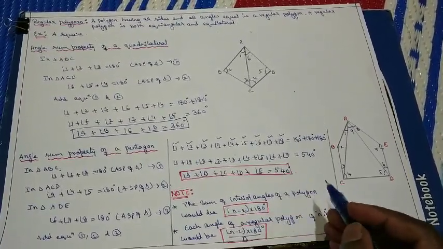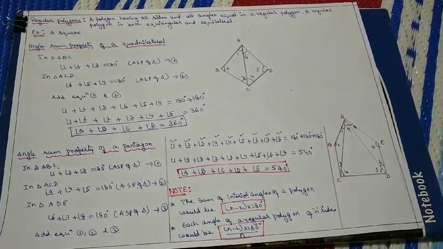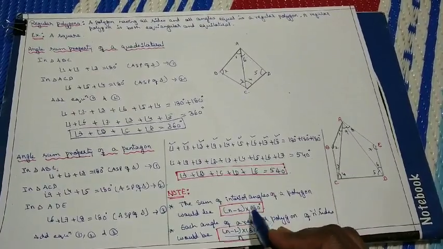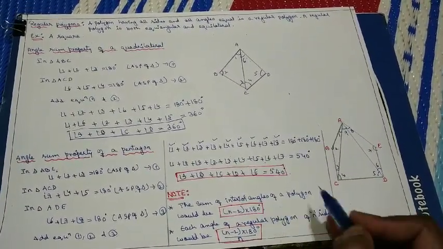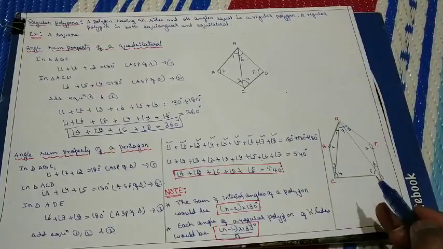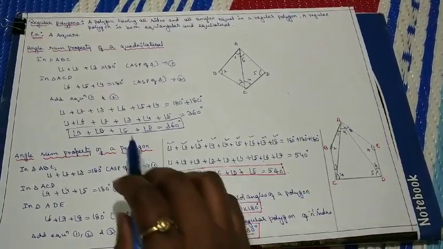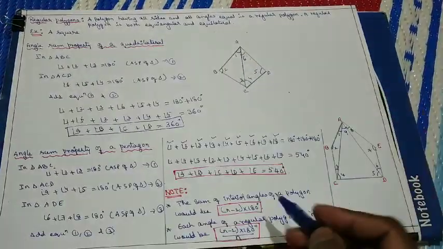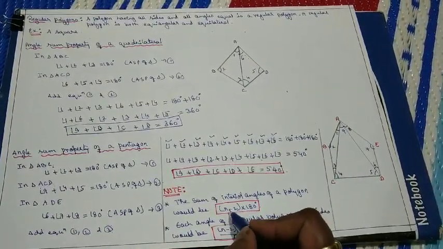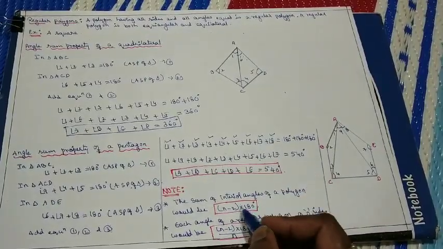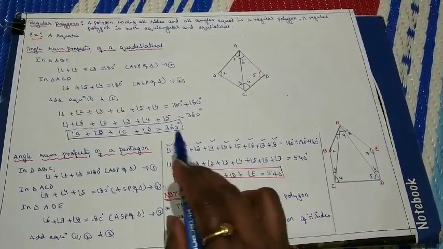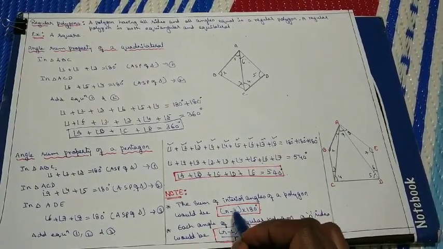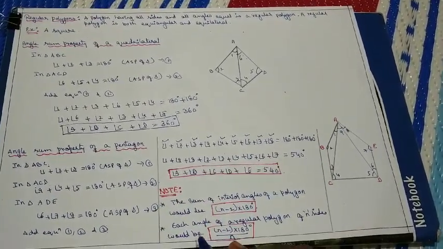Suppose I take a triangle, which consists of 3 sides. Then 3 minus 2 is 1, then 1 into 180 equals 180 degrees. We know the sum of angles in a triangle is 180 degrees. If I go with the quadrilateral, it consists of how many sides? 4 sides. Then 4 minus 2 is nothing but 2, then 2 into 180 degrees equals 360 degrees, which means it gives the number of triangles that can be formed with the given polygon.